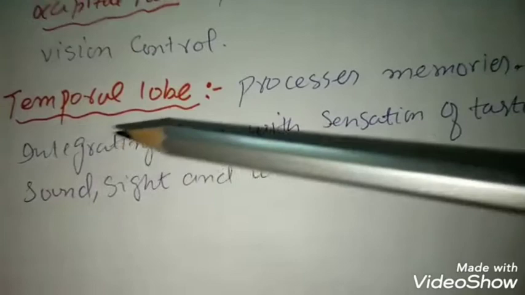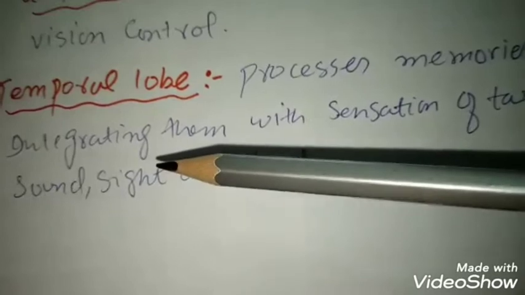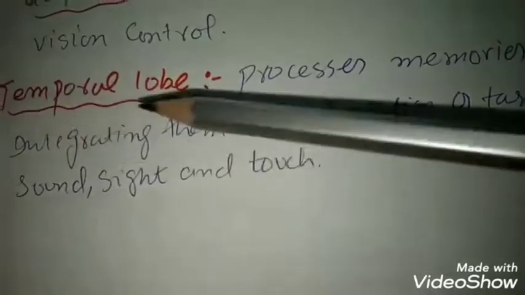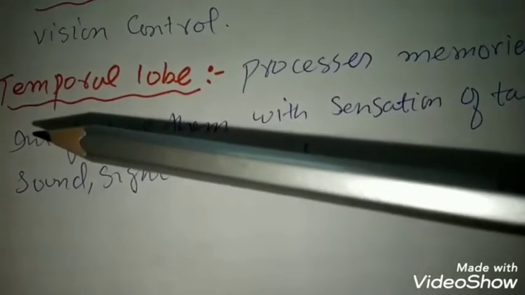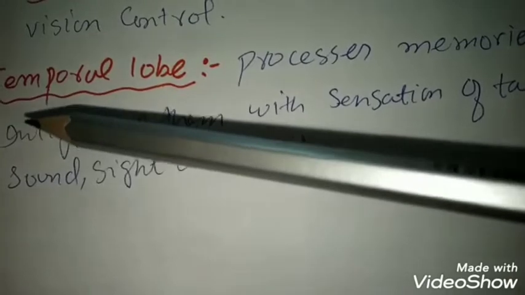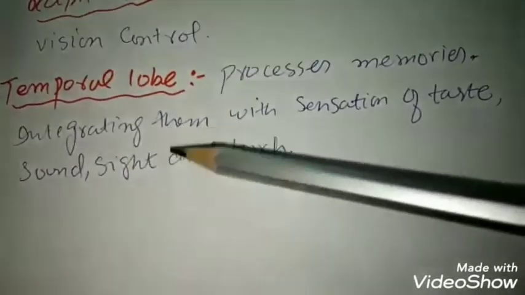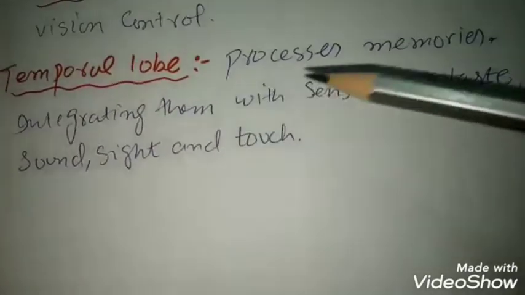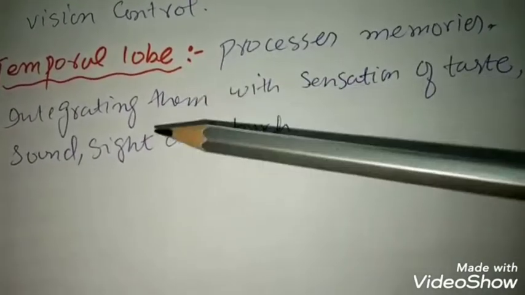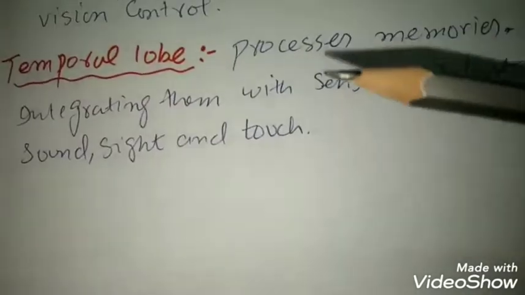And now the fourth one is temporal lobe. This lobe is just near our ear. There is temporal bone. That's why the name of the lobe closer to it is temporal lobe. Temporal lobe processes memories, integrating them with sensation of taste, sound, sight, and touch. This lobe processes our memories and matches them and processes them according to whether they are taste memories, sound memories, sight memories, or touch memories.